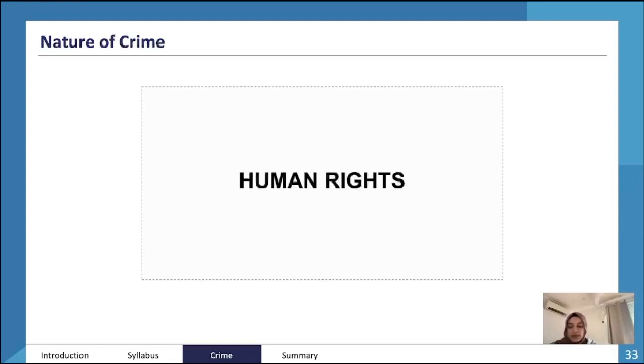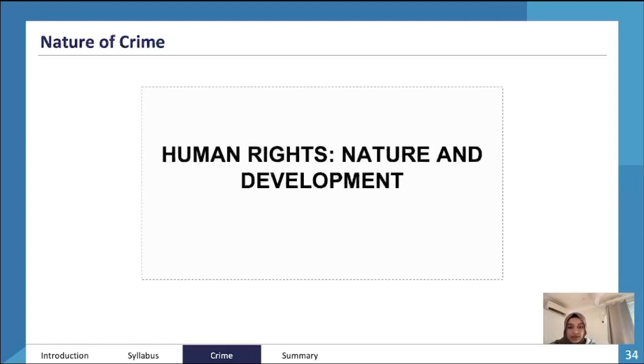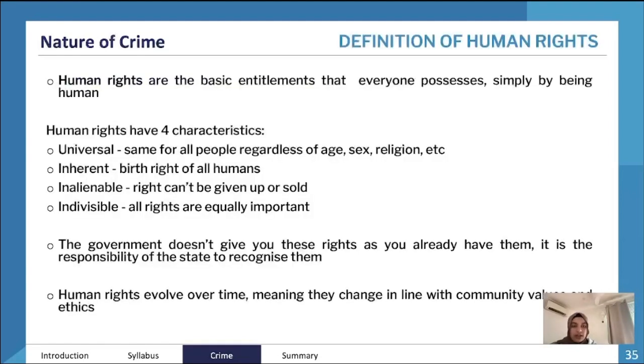All right, we're now going to move on to human rights. So, nature and development of human rights. Human rights are the basic entitlements that everyone possesses, simply by being human. Human rights have 4 characteristics. They are universal, which means that they are the same for everybody, regardless of your age, your gender, your religion, etc. None of those things matter. They apply to every single person.